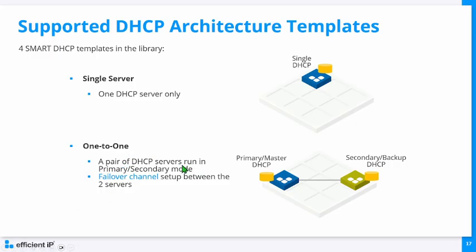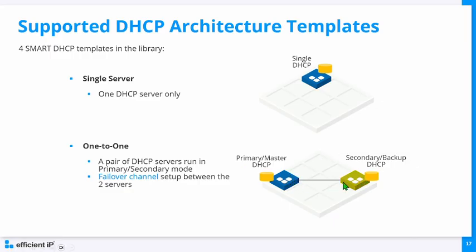Now, if you want to have a high availability architecture for DHCP service, at least you should have a one-to-one architecture. If you're using the one-to-one architecture, you will have two DHCP servers, one master and one backup, or you can say one primary, one secondary. Are you clear with that?